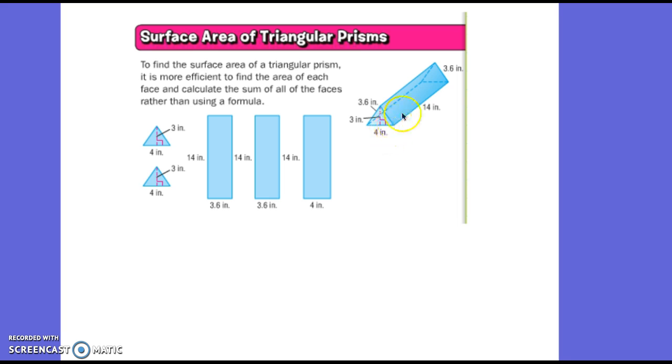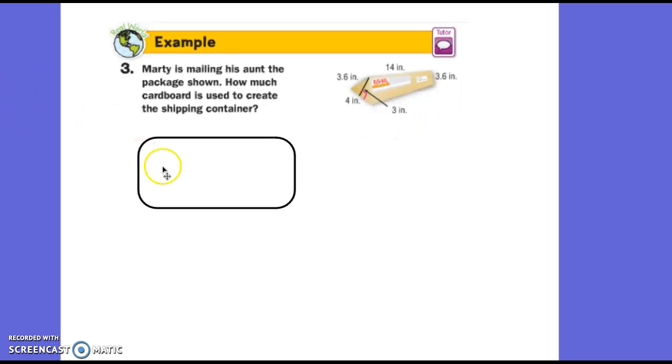If you notice, these rectangles end up being a little bit different. You have 2 of 3.6 by 14, and then you have a 4 by 14. You need to make sure that you're matching up your rectangles. The 3.6 by 14 is these 2 side rectangles. The 4 by 14 is this bottom rectangle. So it is a little bit different.